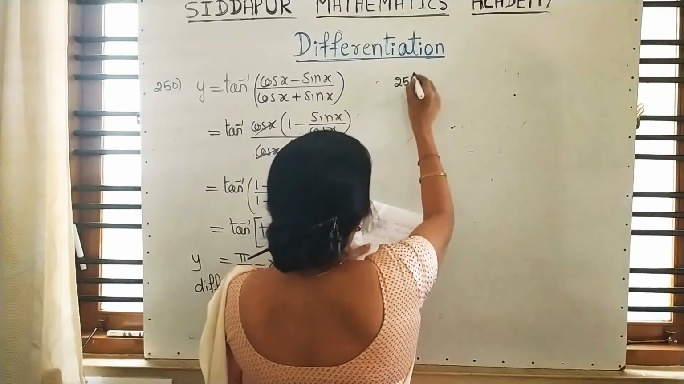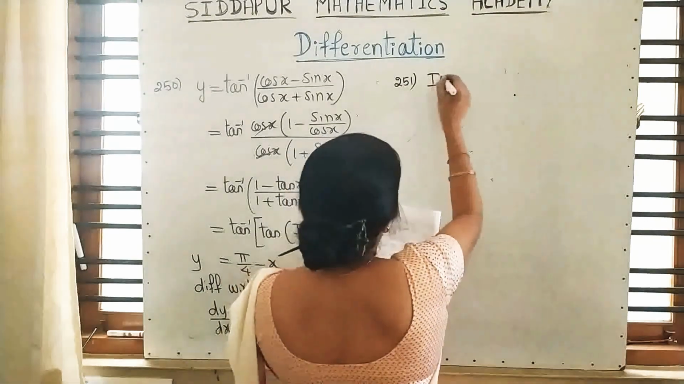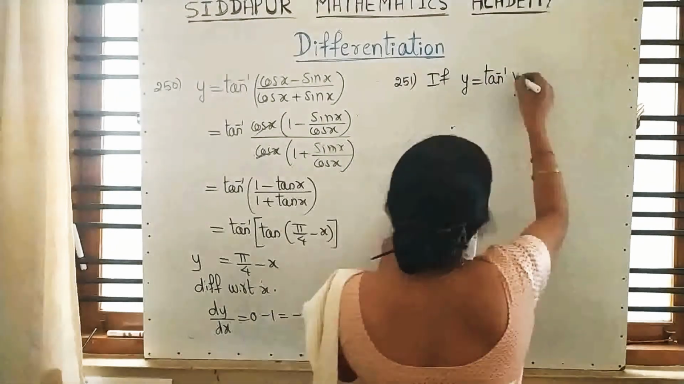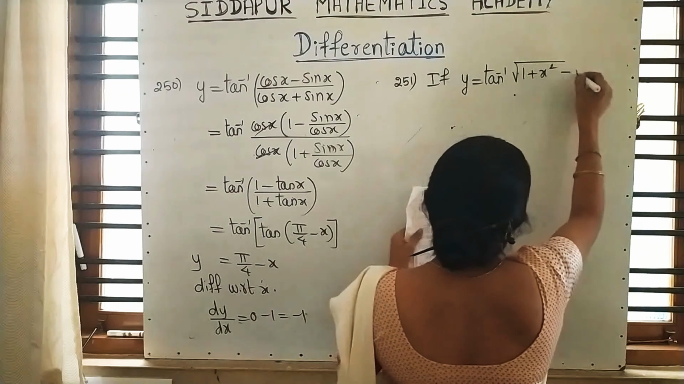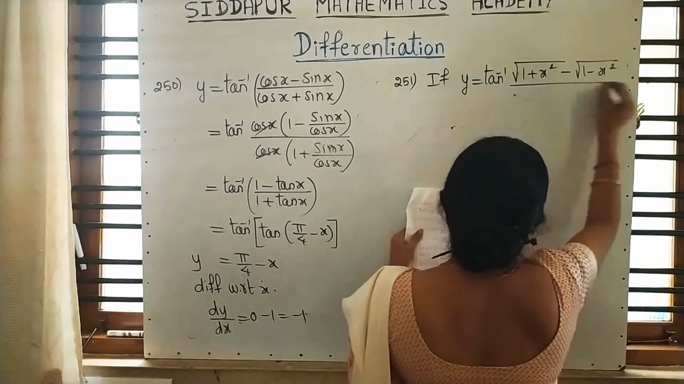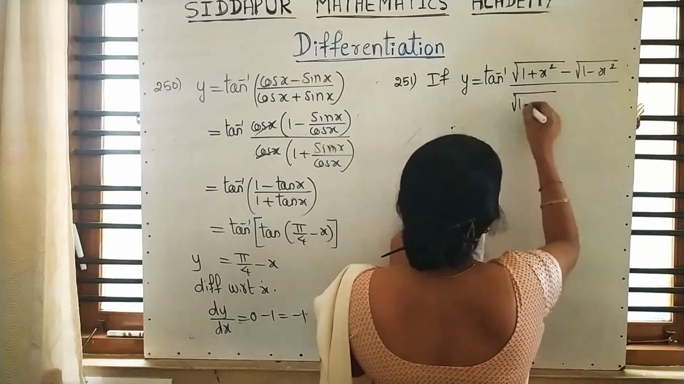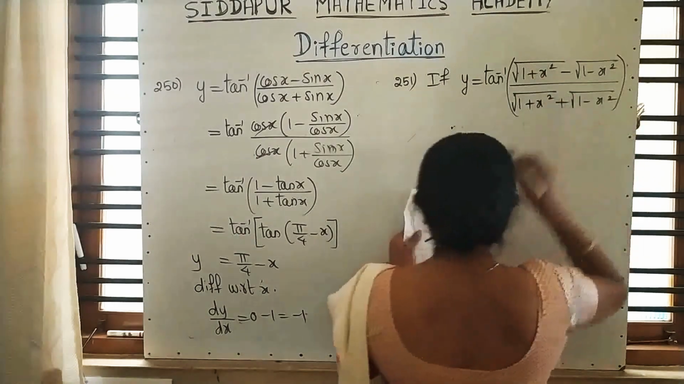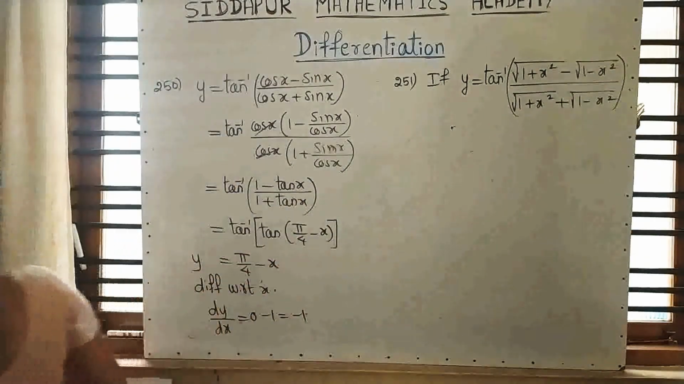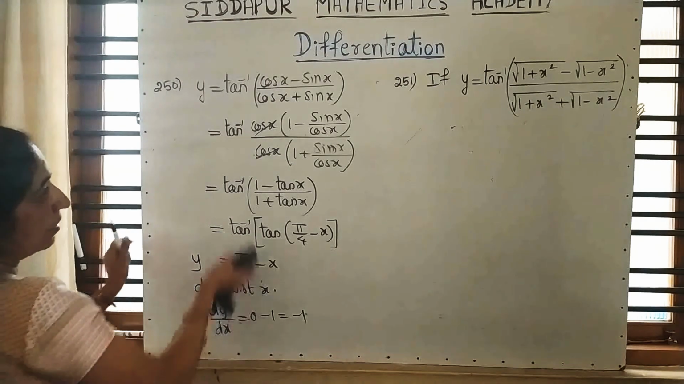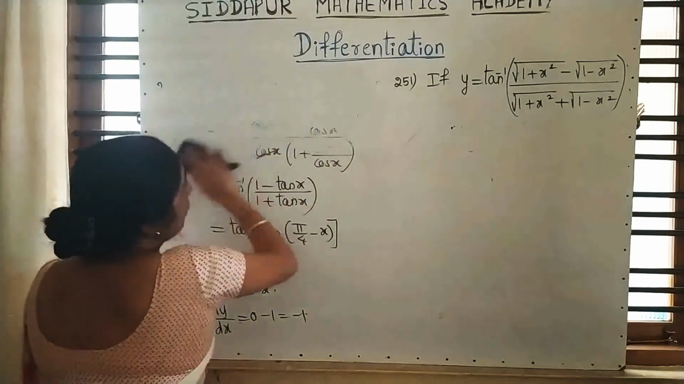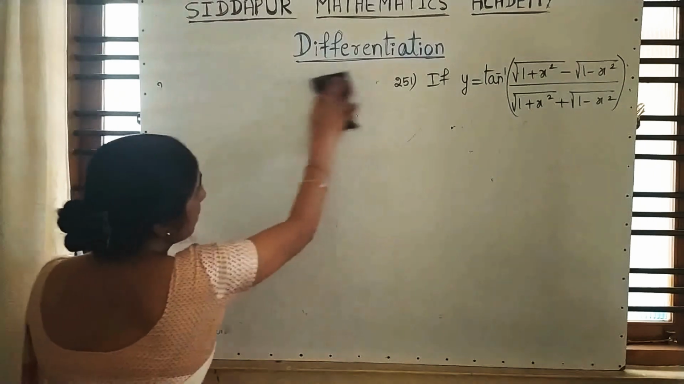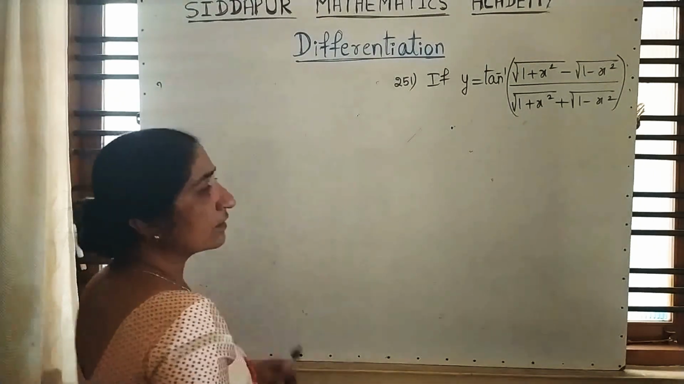Question number 251. See here, I will give you the hint. If y is equal to tan inverse of (root of 1 plus x square minus root of 1 minus x square) upon (root of 1 plus x square plus root of 1 minus x square), the problem is like this. Please note down on any one side in your book. In this problem, what are you observing? We have 4 roots and the 4 roots are similar, with a slight difference in their sign.